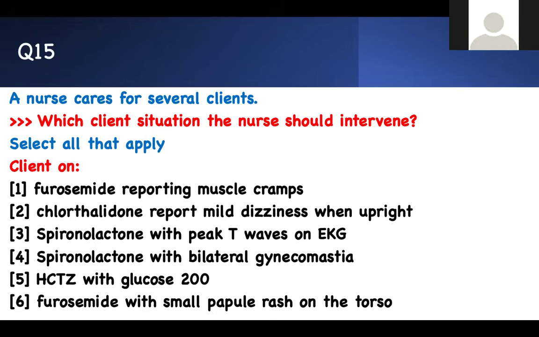Hydrochlorothiazide with the glucose of 200. Guess what? It causes hyperglycemia. But in this situation, you got to intervene. You got to follow up on it. Because we give you a medication that is affecting, if this is one medication alone, but this is select all that apply. So this is something you got to intervene and figure out what is going on with it. You will need some form of follow-up. You can't ignore it. The medication is causing glucose to go up.